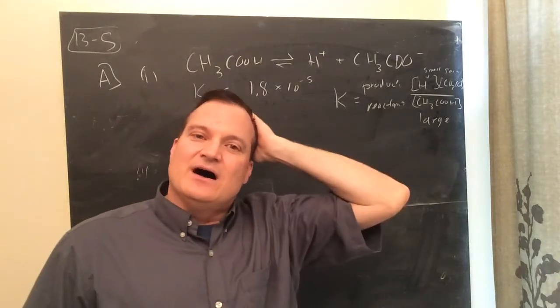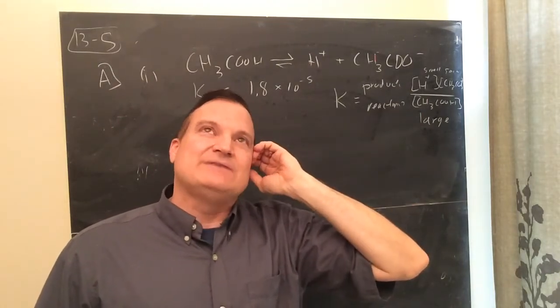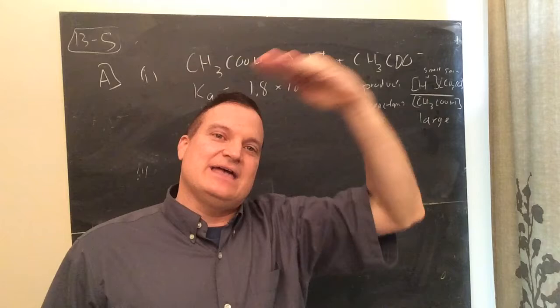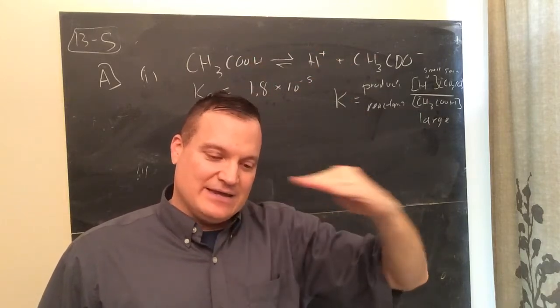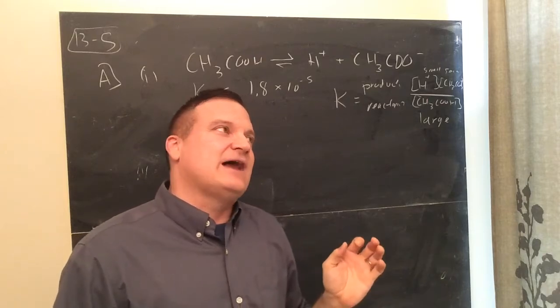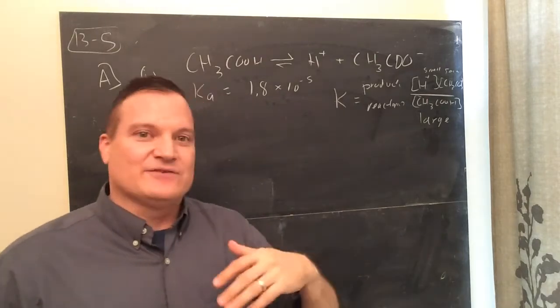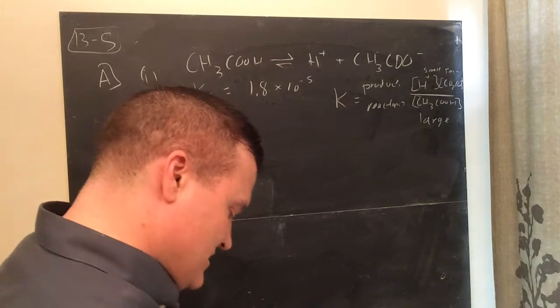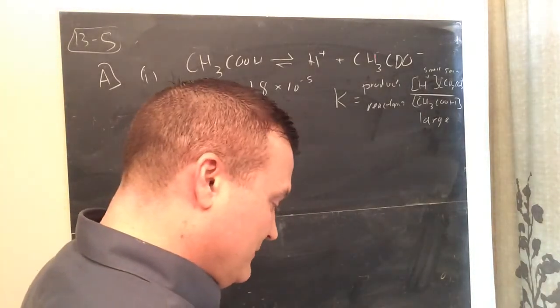So that could be a multiple choice question, or probably they'll give you all these values like Ka, Kb, Ka, Kb, Ka, Kc. In which of these does the equilibrium position lie far to the right or to the left? Or it could be multiple answers, multiple choice.